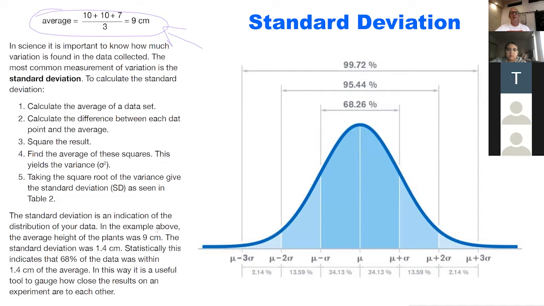So one of the questions we want to ask is, is that 7 really out there? Should the average be 10 rather than 9? Is there a mistake in including that plant that only grew to 7? Or if I grew 1,000 plants, would I expect a lot of them to be around 7?